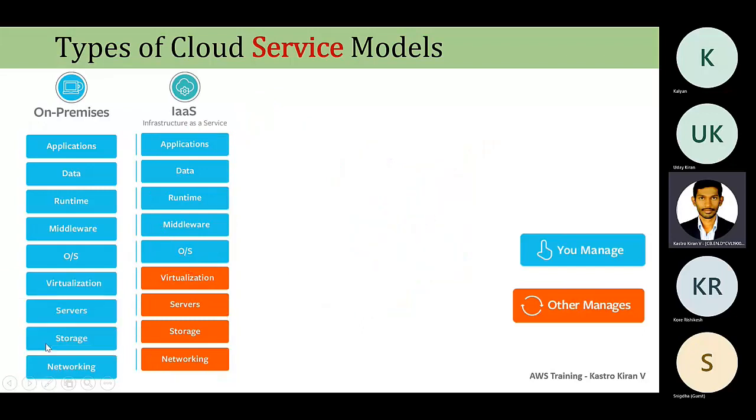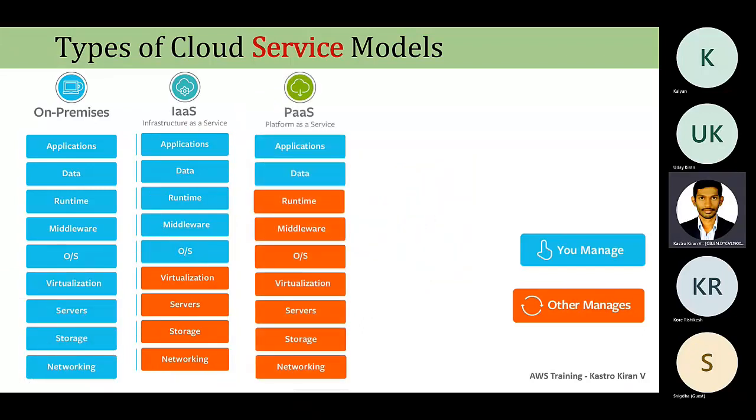And next comes the other one, which is called platform as a service. Now in platform as a service, you have to manage only the applications and data. All the remaining things will be managed by the cloud service provider. Suppose let's say that here we are going to call the cloud service provider AWS. So AWS will take care of the rest of the things. AWS will take care of the runtime, middleware, operating systems, virtualization, servers, storage, networking. All these things will be taken care of by the cloud service provider itself.